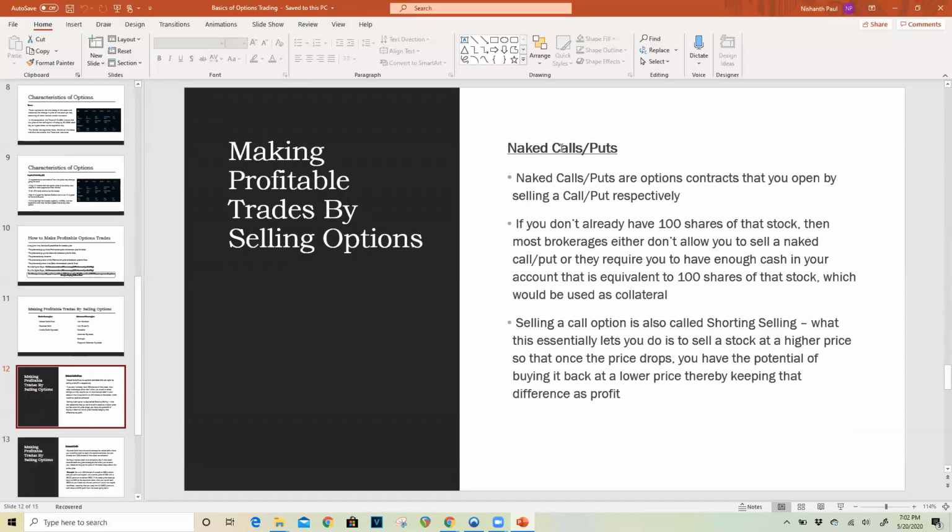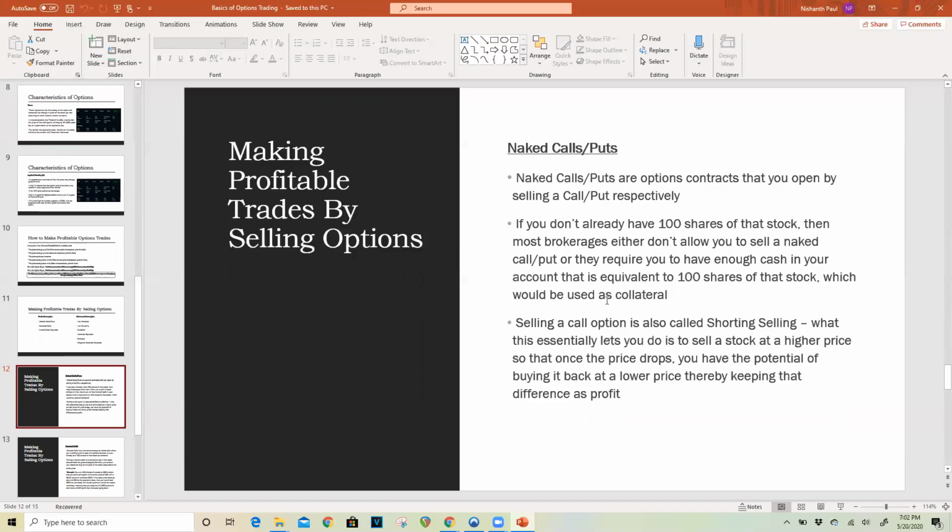So, what are naked calls and naked puts? Naked calls and puts are options contracts that you open by selling a call or put, respectively, as opposed to buying a call or put. If you don't already have 100 shares of that stock, then most brokerages either don't allow you to sell a naked call or put, or they require you to have enough cash in your account equivalent to 100 shares of that stock, and that cash would be used as collateral.